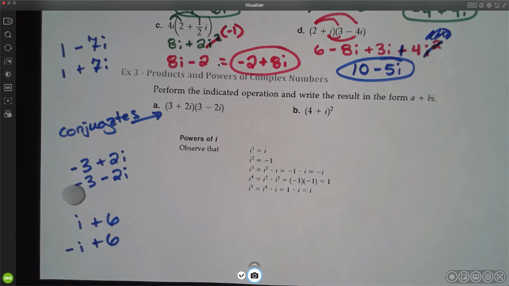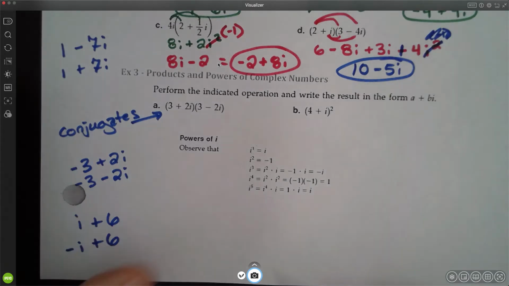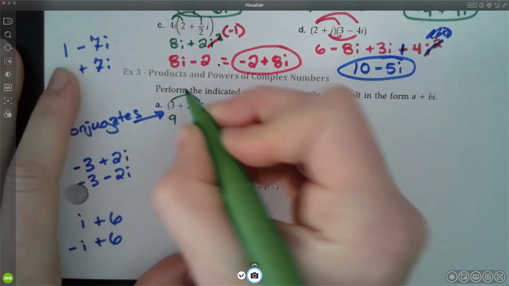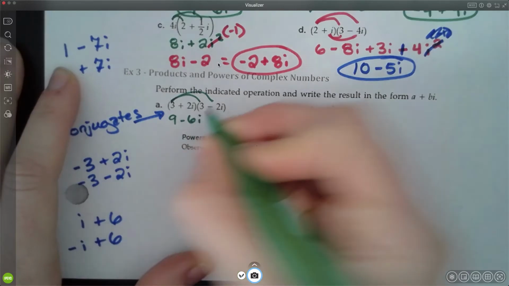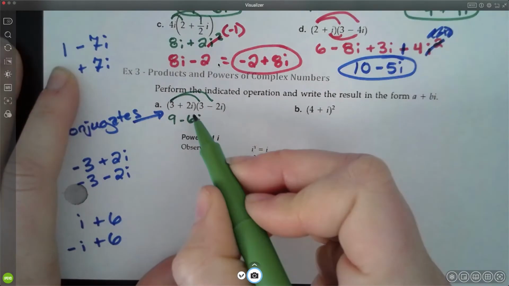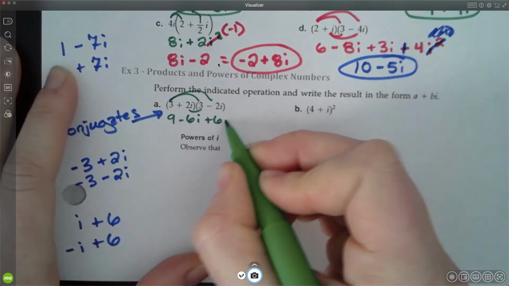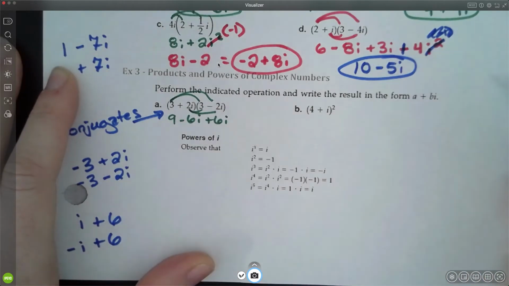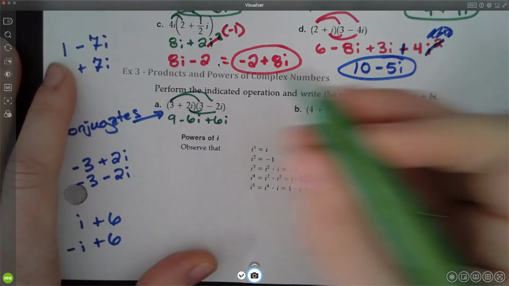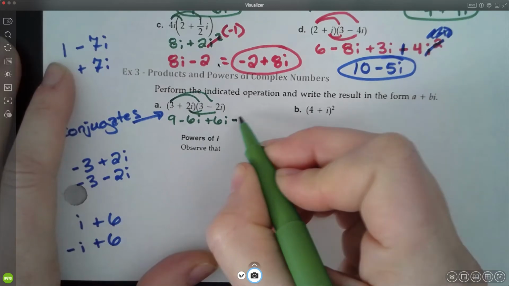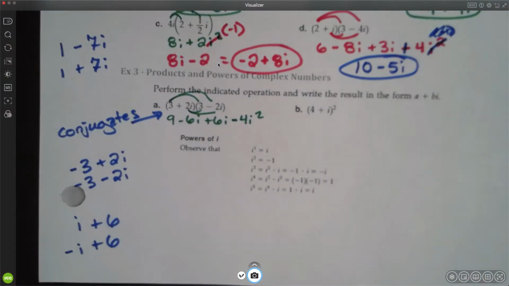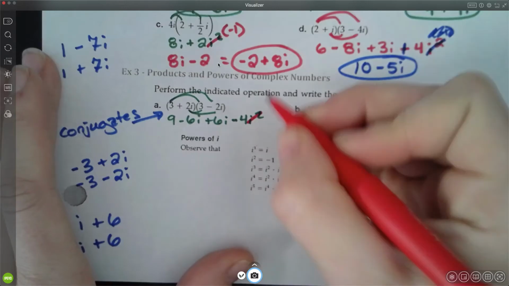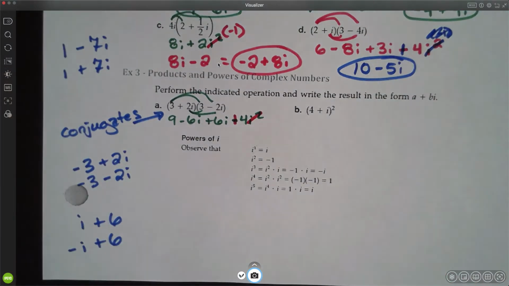So when we multiply conjugates together, let's see what happens to them. Something fancy. 3 times 3 is 9. 3 times -2i, -6i. 2i times 3 is +6i, and what's 2i times -2i? -4i squared, which is going to then become +4 because i squared is negative. You guys get how that works? -4 times -1 is +4.